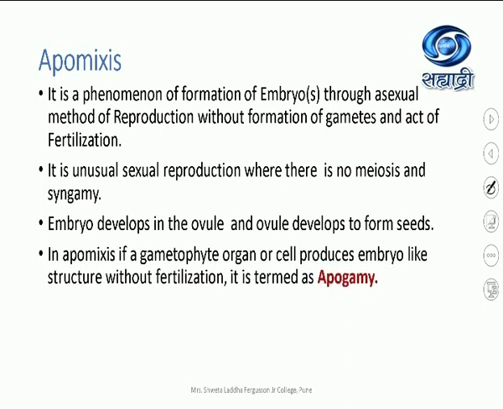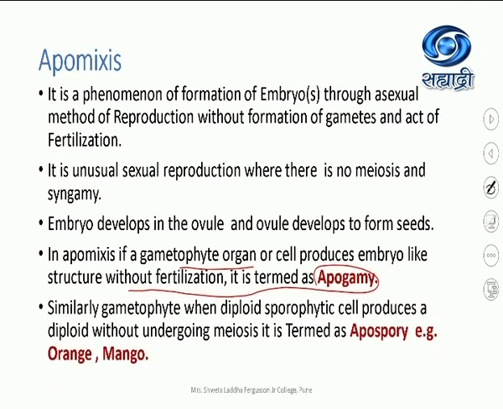In apomixis, if a gametophyte organ or a cell produces an embryo-like structure without fertilization, it is called apogamy. Apo means absent, gamy means gametes. Absence of gametes. No gametes are formed, no gametophyte organs are formed. No gametes are formed, still the embryo is formed without fertilization. So it is apogamy.